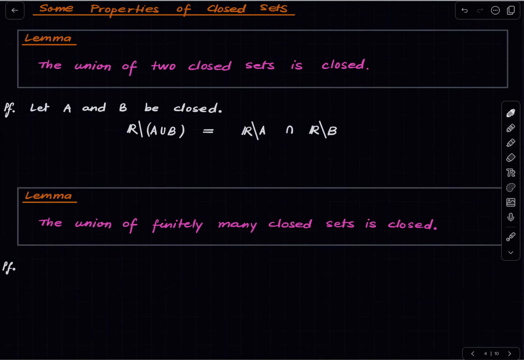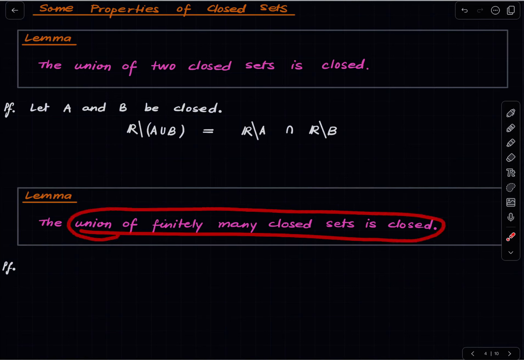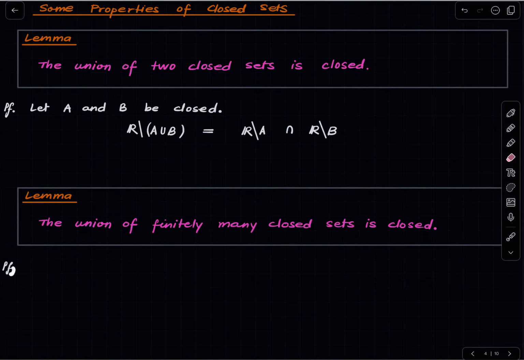And similarly, this is just an extension of the previous one. The union of finitely many closed sets is closed. You just apply the previous one repeatedly. Formally, you can prove it using mathematical induction or the well-ordering principle. Okay.